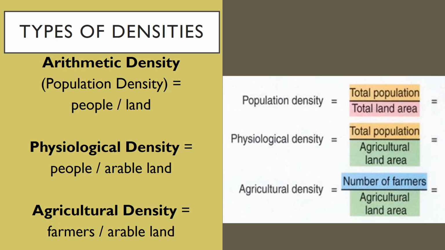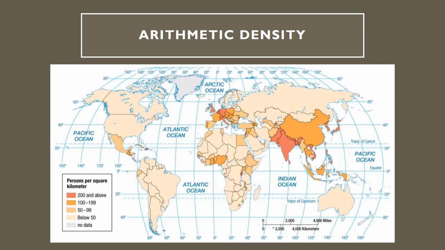Okay, and then agricultural density is pretty easy to remember. That's where you're taking a given area of land and it's the farmers in that area divided by the arable land. Okay, again, those are your 3 types of density. Okay, let's get into it. So you're probably thinking, great, why do I have to know 3 densities? It's so confusing, it doesn't make sense. What's even the purpose? Well, I'm about to tell you.